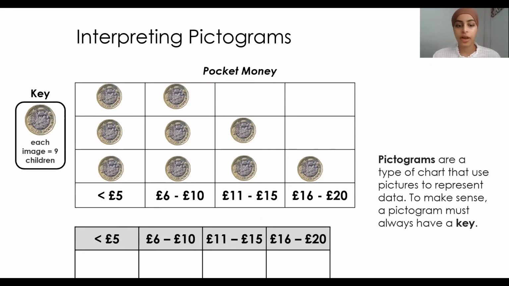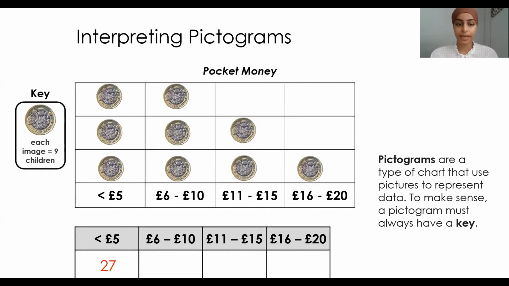Let's do the first one together, and then I'm going to give you a go at the next 3. So for the first one, the £5 or less, we have 3 £1 coins. But it doesn't mean that 3 children earn £5 or less, because 1 coin represents 9. It means we need to do 3 lots of 9, or 3 multiplied by 9, which is 27. So 27 children earn £5 or less. Press pause now, work out the next 3 amounts, and then press play when you're ready to check your answers.